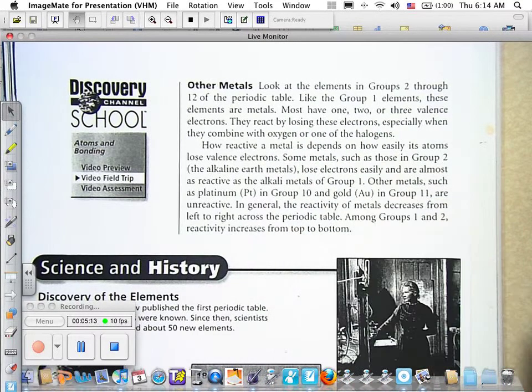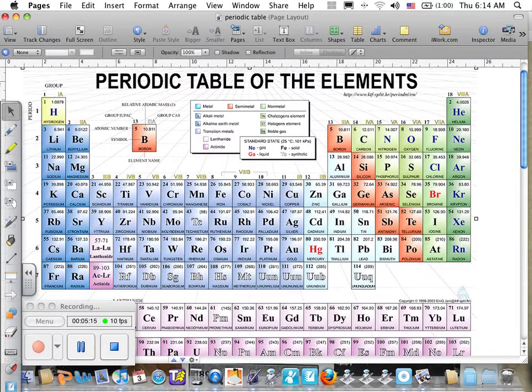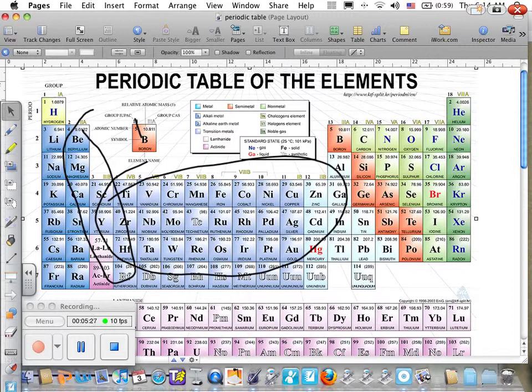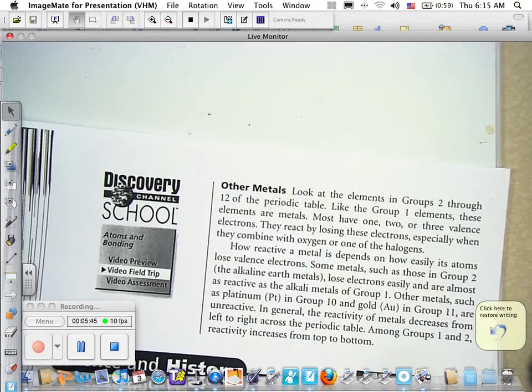So what it's saying here in the periodic table is group 2 through 12. So group 2 through 12, this area right here, and including group 2. All have either 2 or 3 valence electrons, and they react, how did it say? They react by losing these electrons, especially when they combine with oxygen. So all of these want to lose their electrons to get closer to the noble gas 8. All right, let's keep reading.